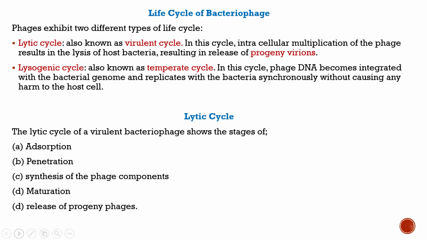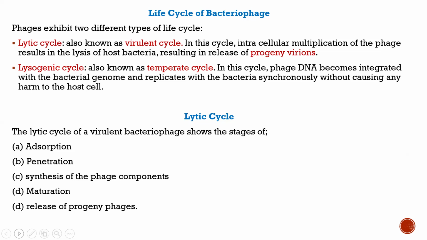Then let's talk about the life cycle of a bacteriophage. How are they able to invade the bacterial cell and then cause maybe lysis or any other thing that they cause to the bacteria? So phages exhibit two different types of life cycle. We have the lytic cycle, then we have the lysogenic cycle.